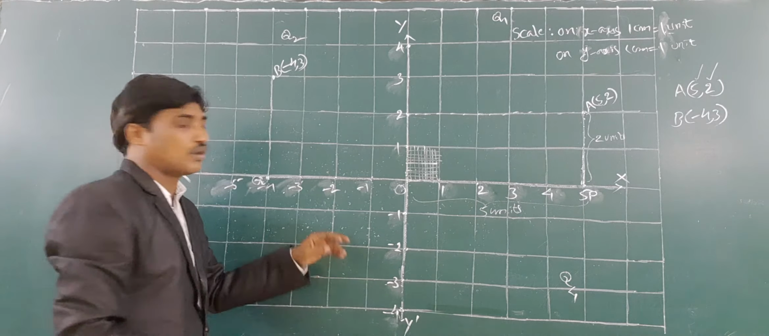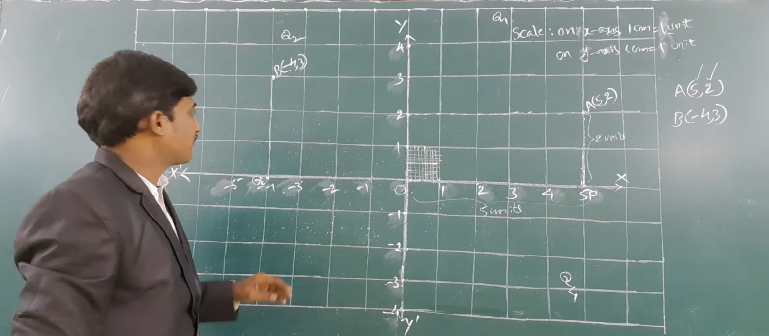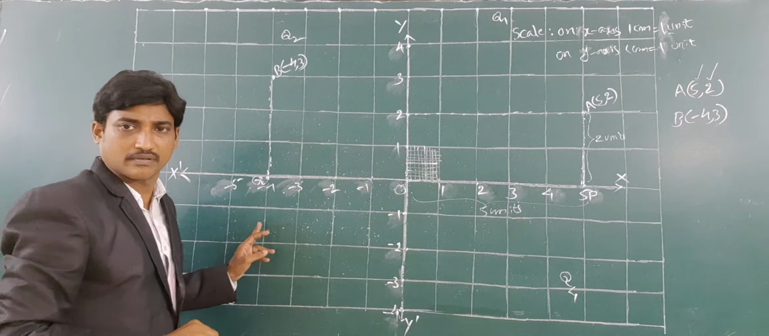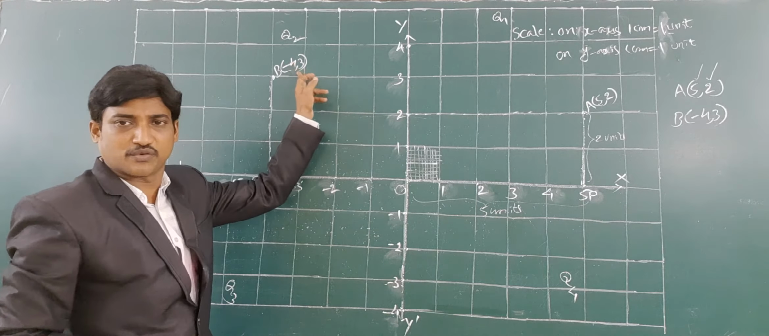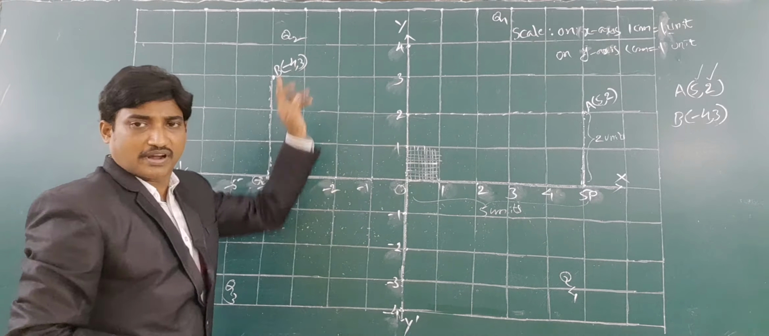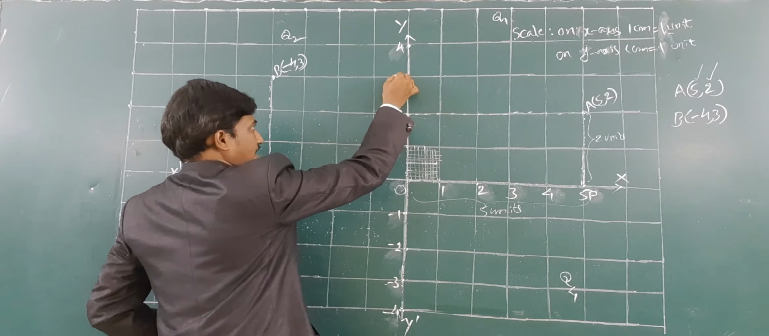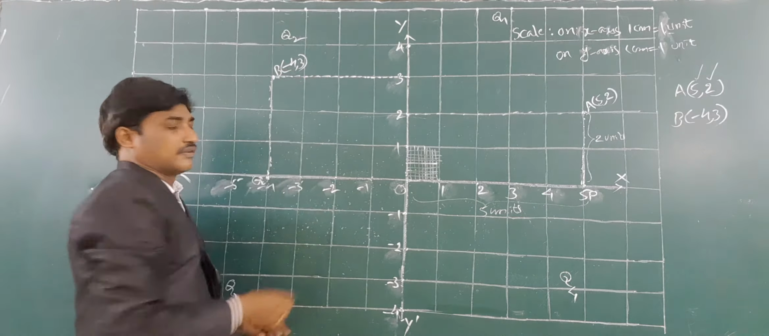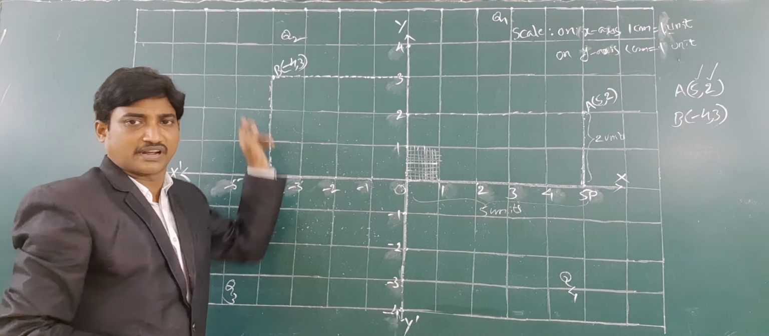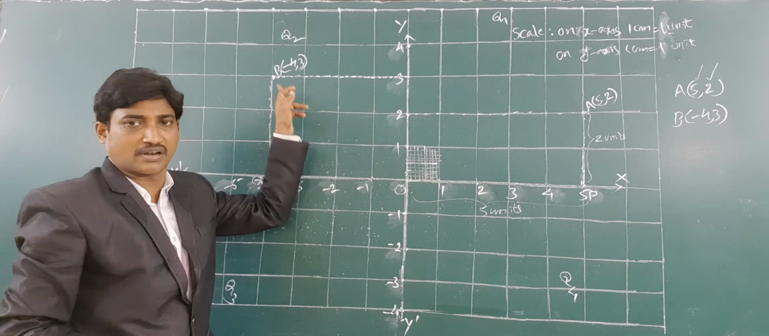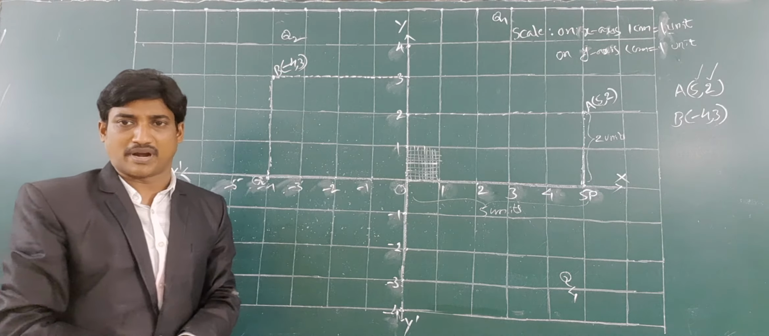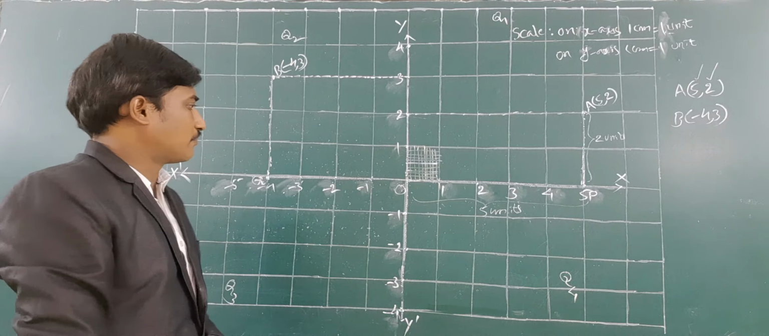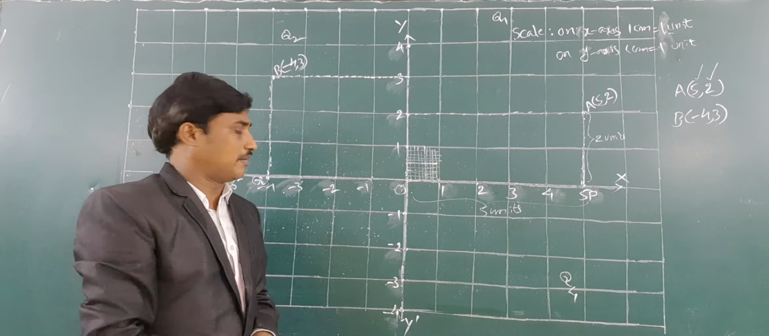In the same manner, to know the position of (-4, 3), draw the vertical line at minus 4 on the x-axis, as minus 4 is the x coordinate. As 3 is the y coordinate, on the y-axis at 3 draw a horizontal line. The intersecting point of this vertical line and horizontal line is B(-4, 3). Now let us know the position of the point (4, -2).